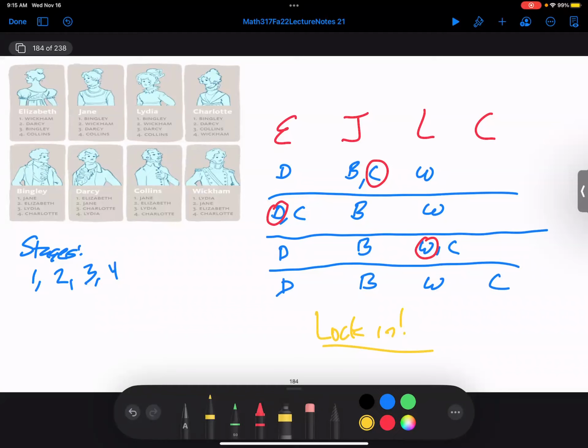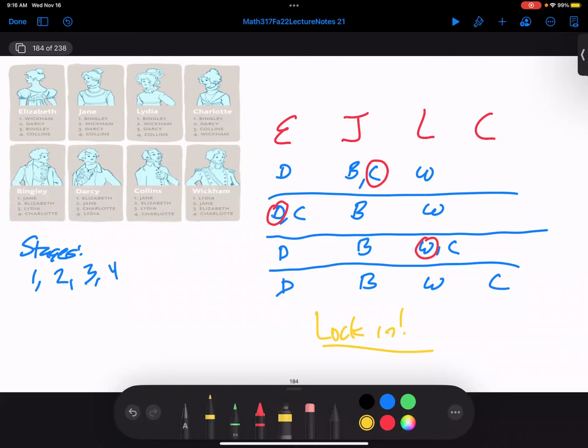Is it possible that Charlotte would rather have someone else? Yes, Charlotte would much rather have either Bingley or Darcy. But that would mean either Bingley or Darcy would have to dump who they have and take her, which they might be willing to do. But at the same time, in order to do the switch, someone would have to take Collins. So she would need either Elizabeth, Jane, or Lydia to want to take Collins. And since they all rank Collins as last, there's no chance of that happening.